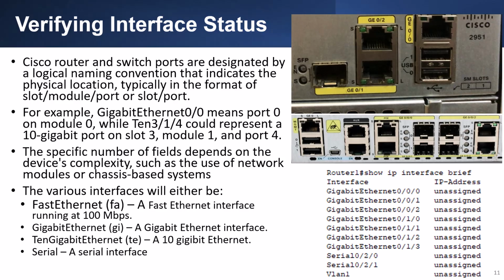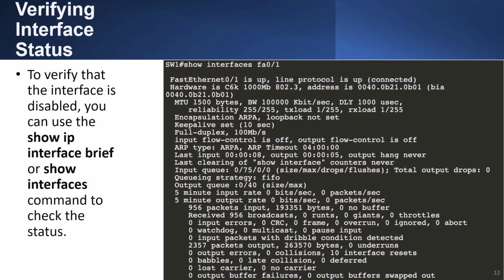The various interfaces will either be Fast Ethernet, or FA, which is a Fast Ethernet interface running at 100 megabits per second, Gigabit Ethernet, or GI, which is a gigabit Ethernet interface, 10 gigabit Ethernet, or TE, which is a 10 gigabit Ethernet, and Serial, which is the serial interface. This screenshot shows the show interfaces command.